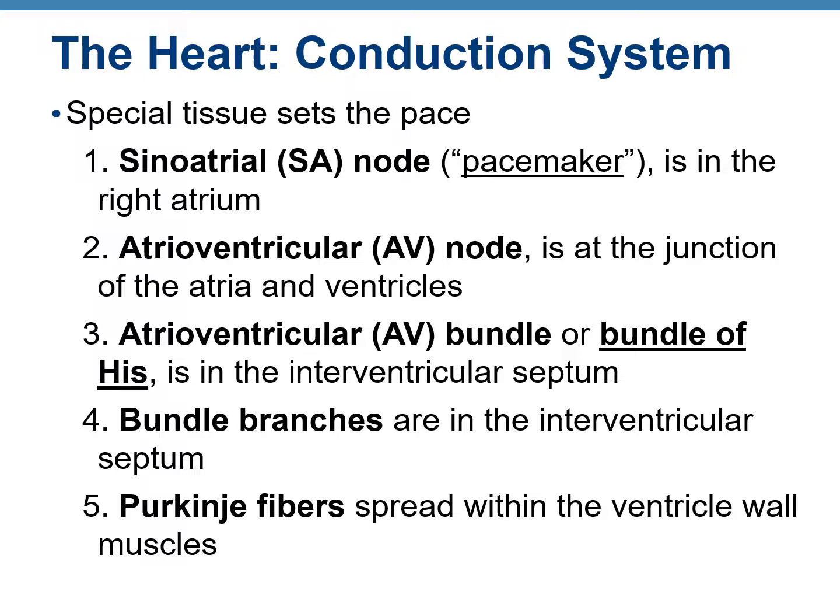Now the signal is moving down along the interventricular septum, and the AV bundle branches out into bundle branches, which are also present in the interventricular septum. Then the signal reaches the apex of the heart through the interventricular septum. After the apex, it starts moving upwards, and the bundle branches branch out into multiple, really thin branches. Those are known as the Purkinje fibers, and the Purkinje fibers are spread out within the ventricular muscles.